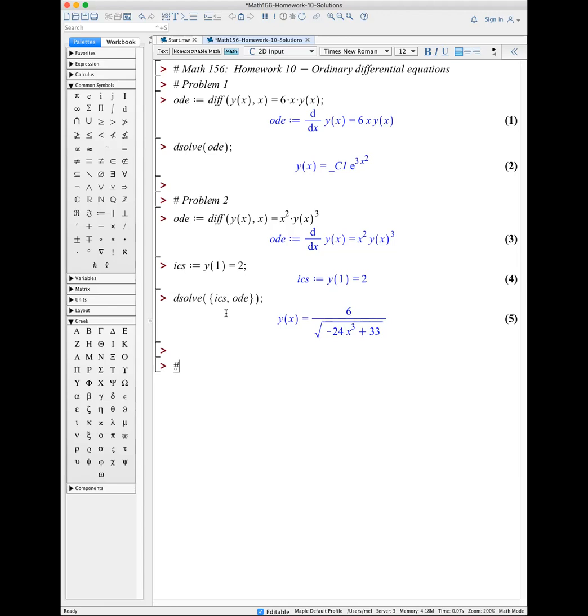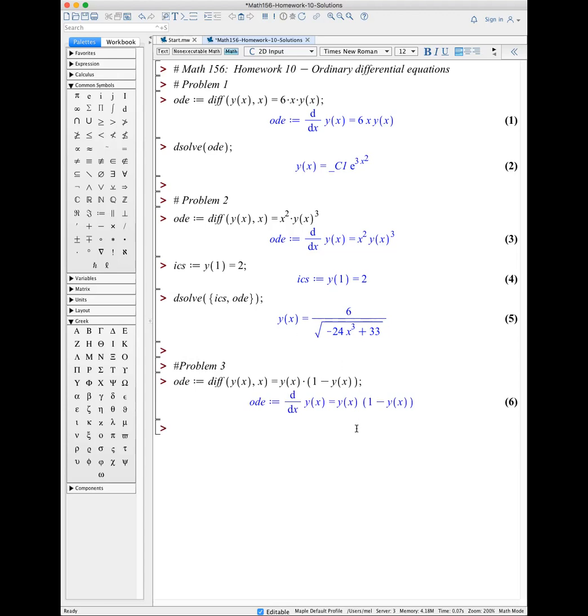Let me try to do number 3. Number 3 is 0.2 for y of 0. So here, the differential equation is the derivative of y of x with respect to x equals y of x times 1 minus y of x.